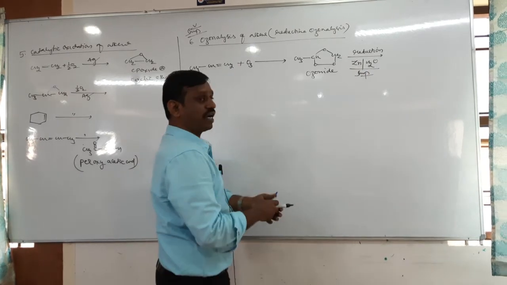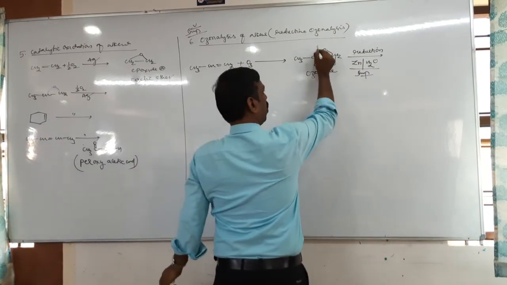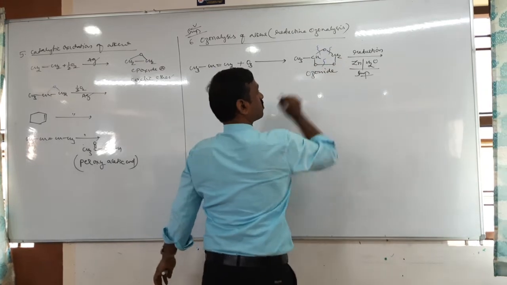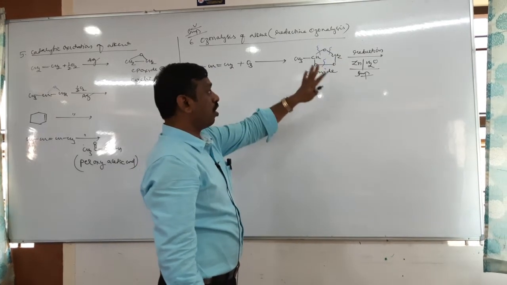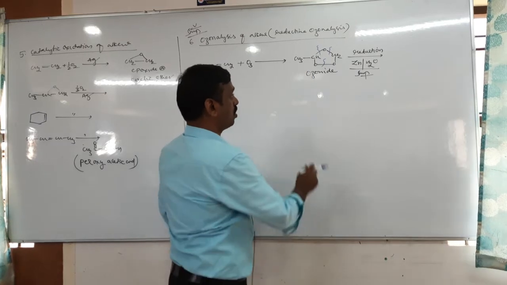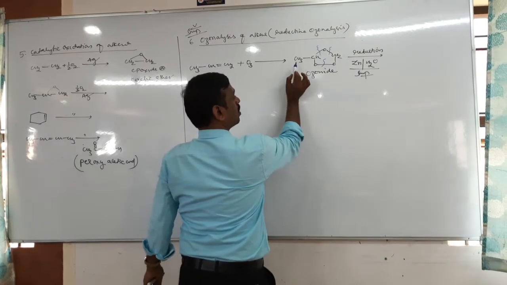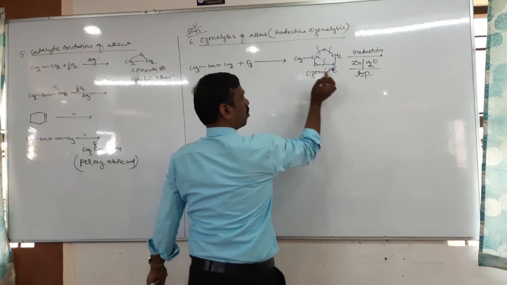In presence of zinc and water, all the oxygen bonds are broken like this. When all oxygen bonds are broken, tell me what is the product? What may be the product? Tell me here. CH3CHO. What is this?